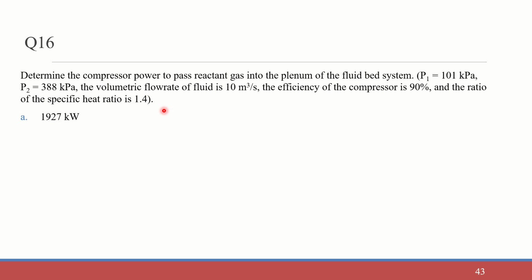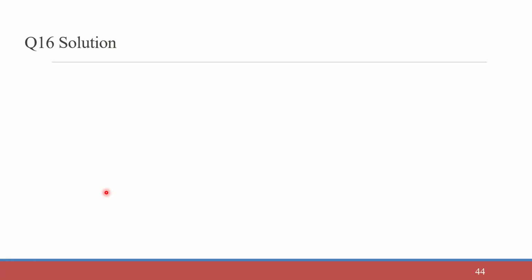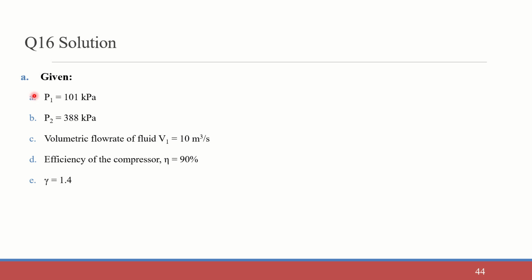Option A 1927 kilowatt. Option B 1820 kilowatt. Option C 1727 kilowatt. Option D 1620 kilowatt. So we'll see how to calculate. I think the answer is 1820 kilowatt. We'll see the solution. First, let us write the given.